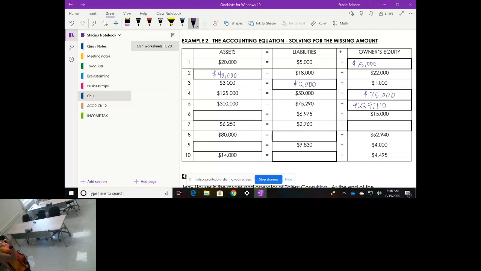Y'all make sure when you come each time to bring a calculator, because you're going to need it for this kind of stuff. It gets more complicated. Okay, so you just add these two up, right? It's 21,975. All right, 6250 in assets, 2760 in liabilities.